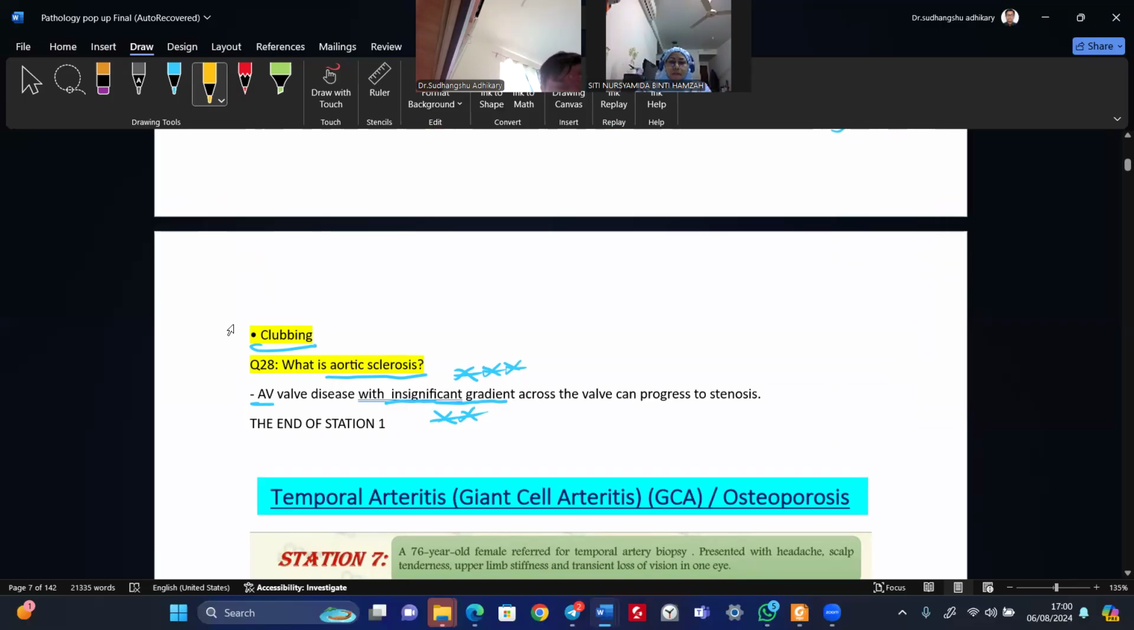What is aortic sclerosis? Valve disease with an insignificant gradient across the valve that can progress to stenosis. Yes, we read this before.